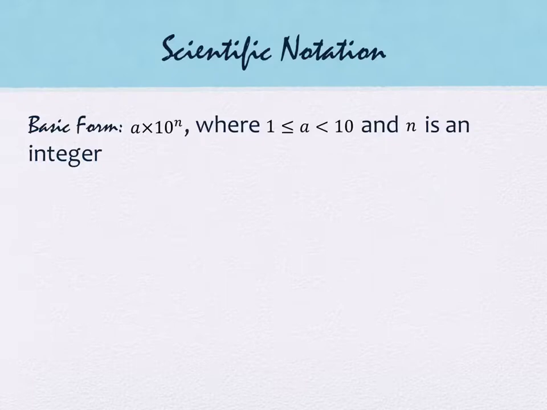So the exponent could be a 5 or a negative 5, but it can't be a 0.5 because 0.5 is not an integer. Okay, so exponents are positive or negative whole numbers, and then the base at the beginning, the a, can be any value between 1 and 10. Okay, so scientific notation. Can you guys think with me?